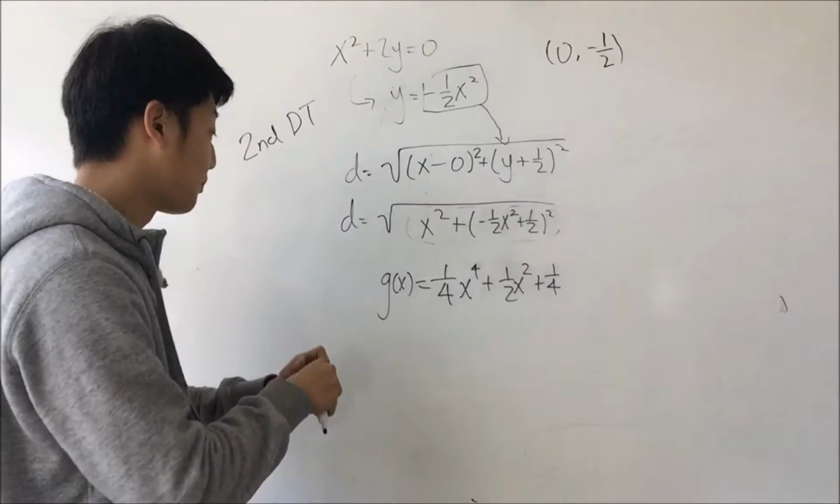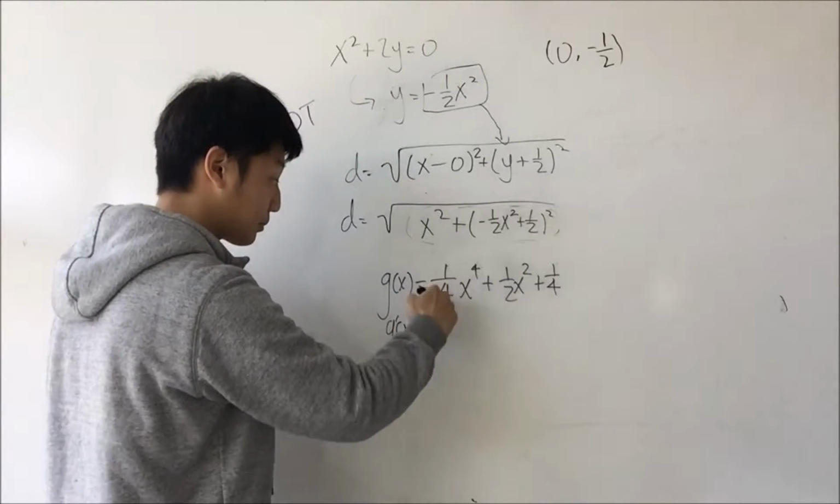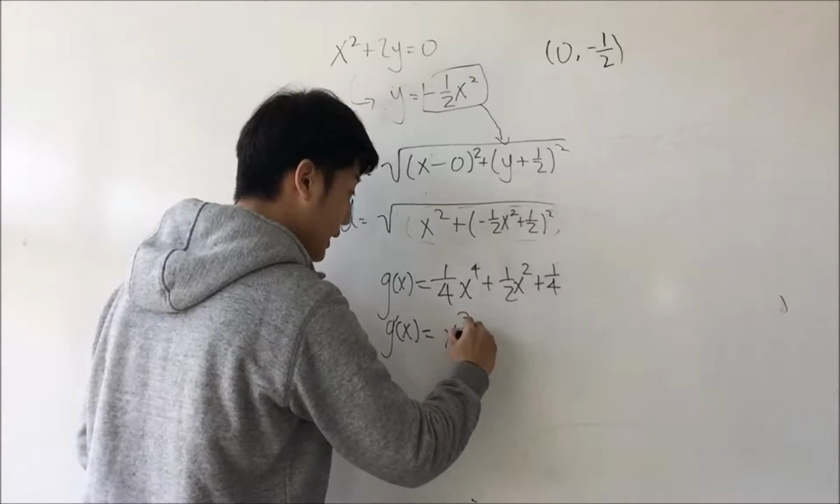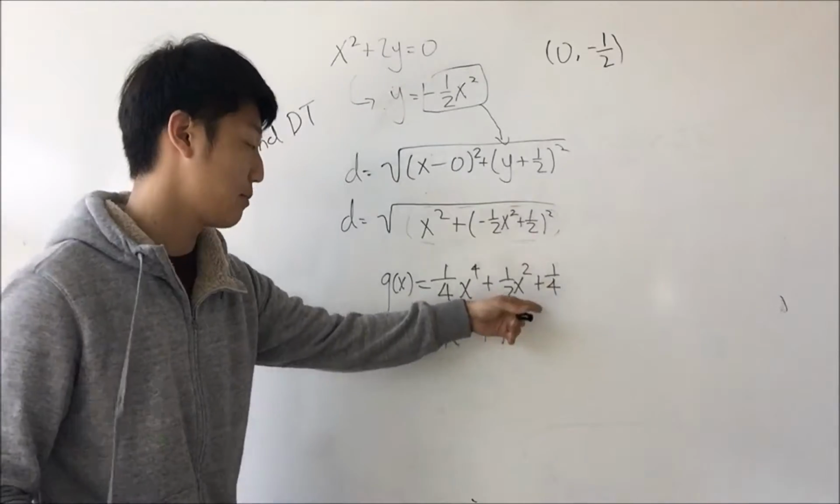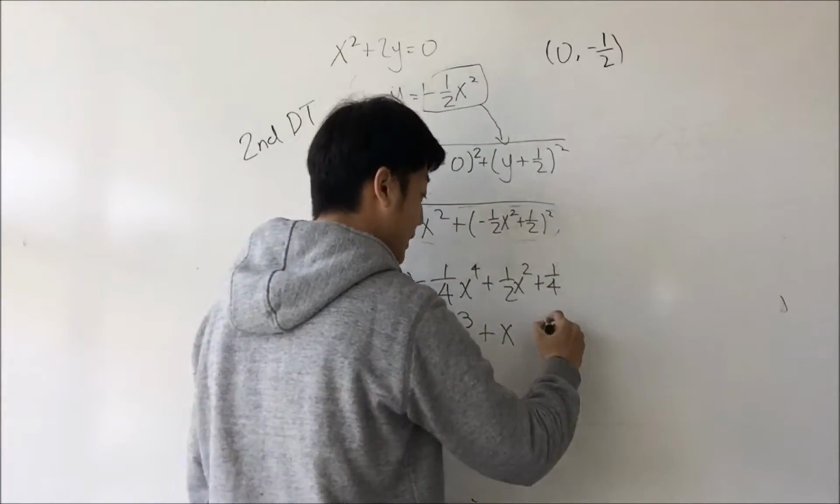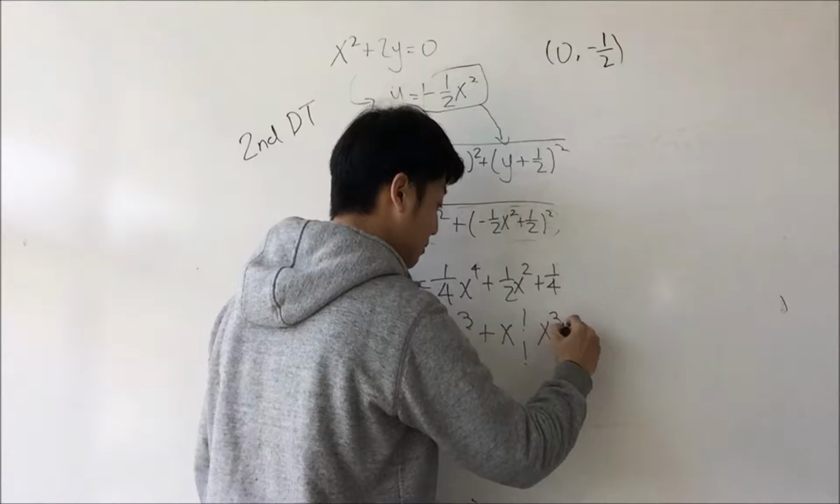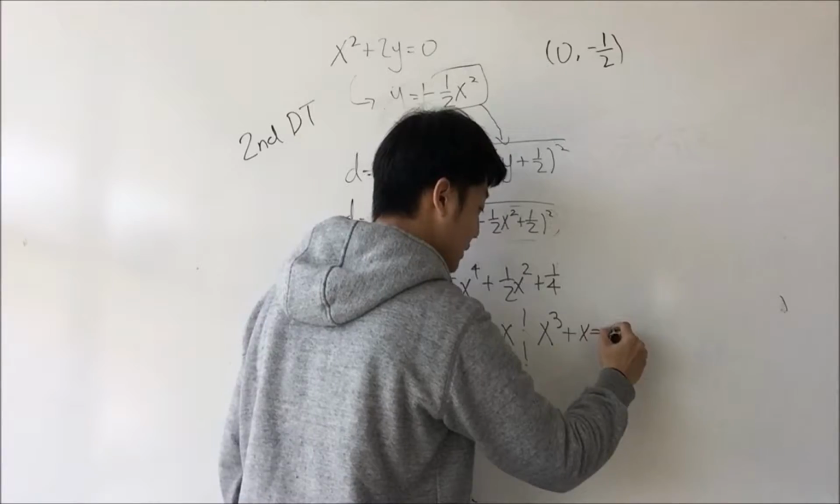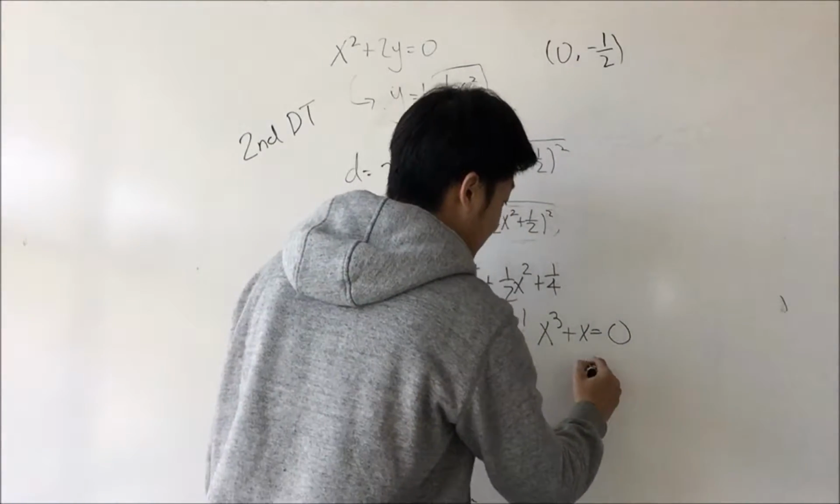So let's do this. g prime of x will equal x cubed plus x. Then the constant cancels out. And I will set it equal to 0. So x cubed plus x equals 0. And now obviously this is 0. So x equals 0.